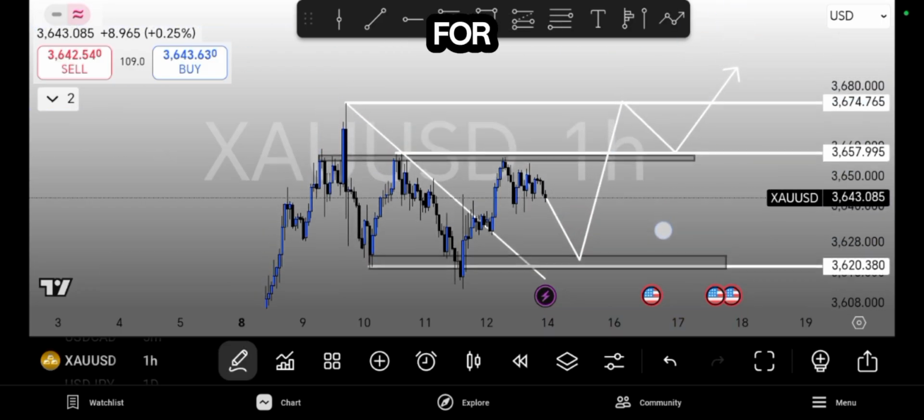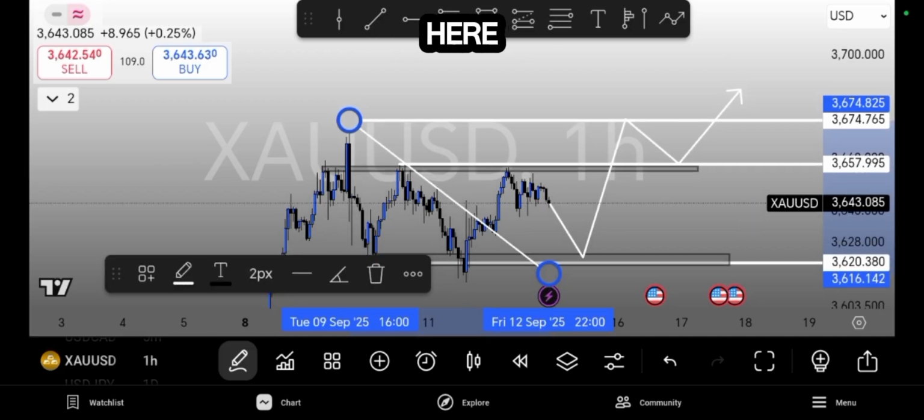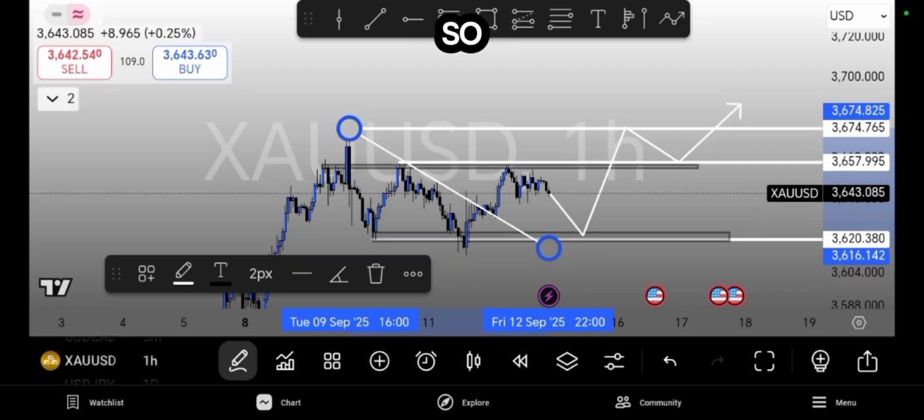This is what I'm looking for, because the market has broken this particular trend line over here, and it hasn't retested that particular trend line. Remember, whenever a market breaks a trend line, it always has to come back, retest that particular trend line, and then it can continue with its movement. Understood? So that's what I'm waiting for.